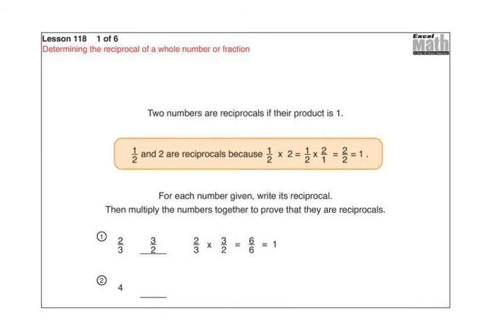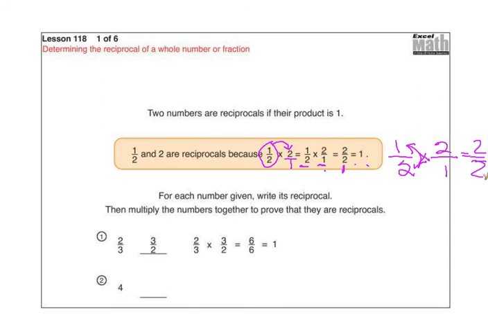1/2 and 2 are reciprocals because 1/2 times 2 is equal to 1/2 times 2 over 1, which is equal to 2 over 2, which is equal to 1. So the reciprocal for a number is simply taking the fraction and flipping it over. So 1/2, if I flip it, is 2 over 1. And when you multiply these together, you get 2 over 2, which of course is equal to 1.